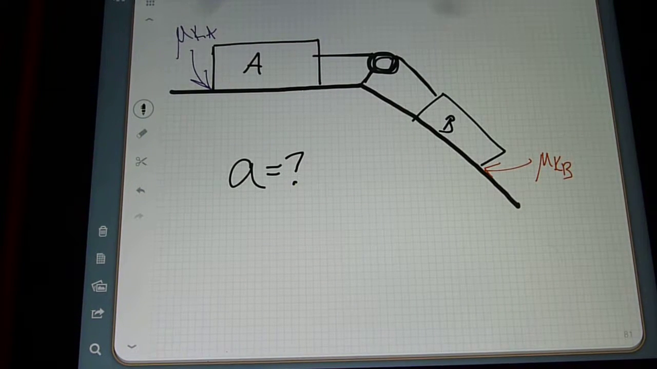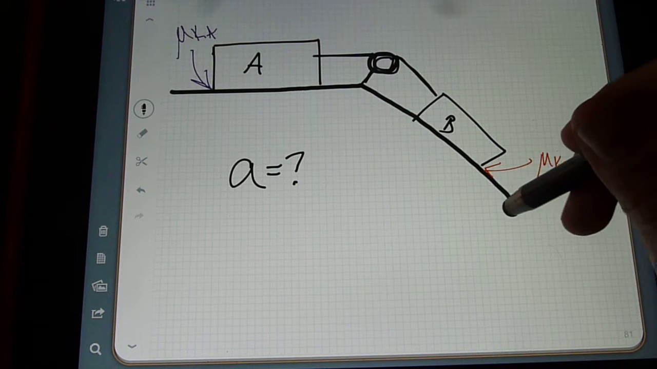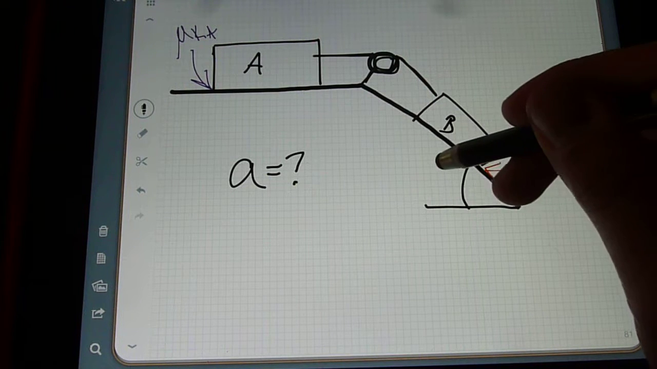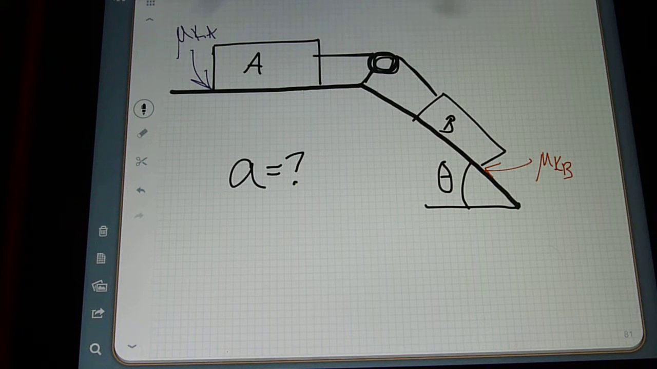In this next problem, we have two blocks, again connected by a pulley, but now block A is on a flat horizontal surface and block B is on an incline. Let's say we were given the angle of the incline, theta. I forgot to draw that in my picture.